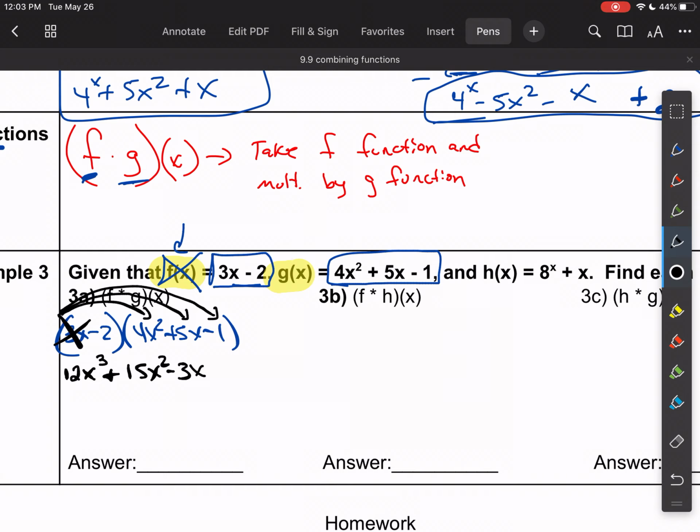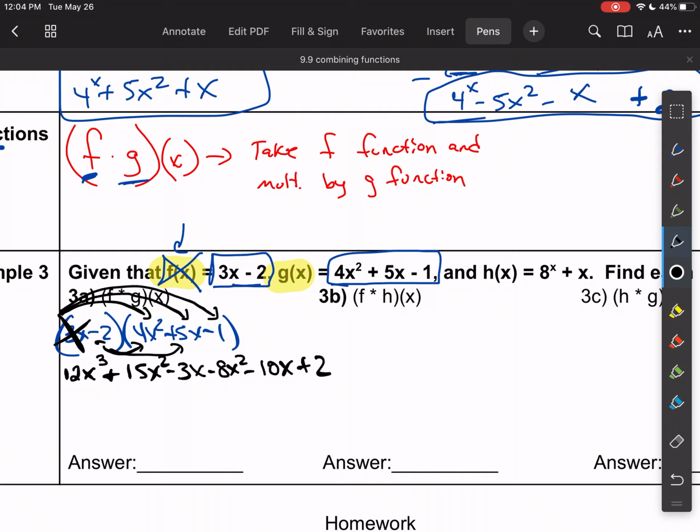Okay, so now we're done with the 3x. We move on to the negative 2. Negative 2 times 4x squared is negative 8x squared. Negative 2 times 5x is going to be negative 10x. Negative 2 times negative 1 is positive 2.